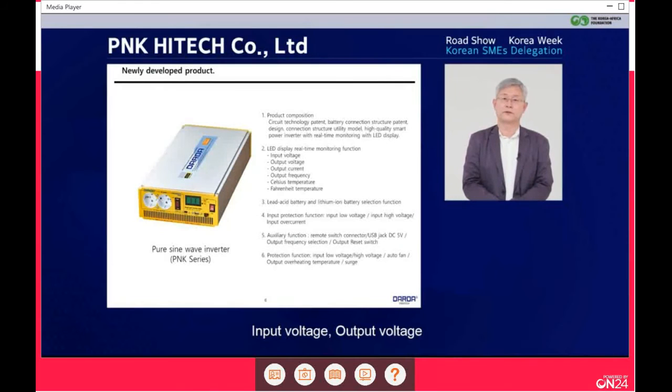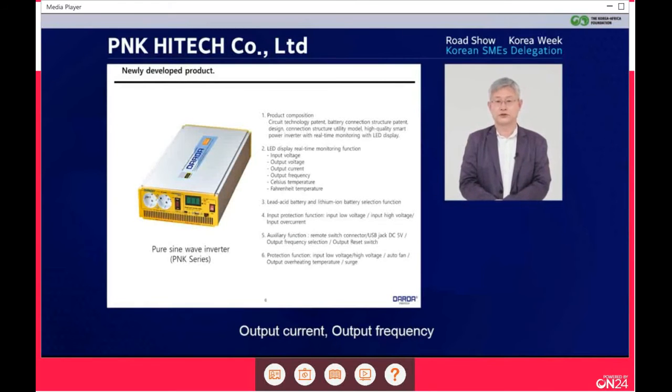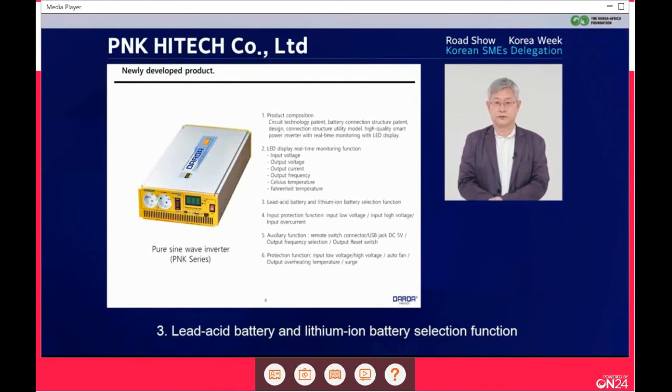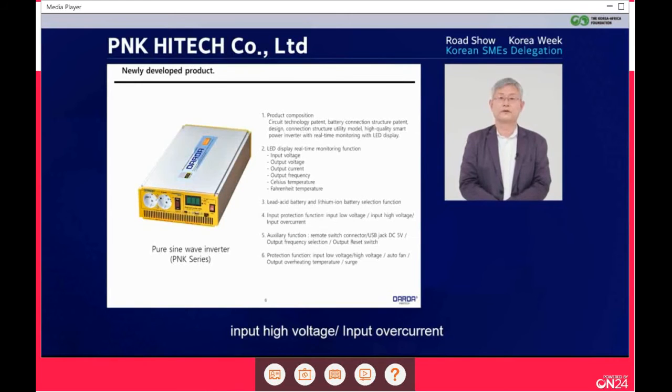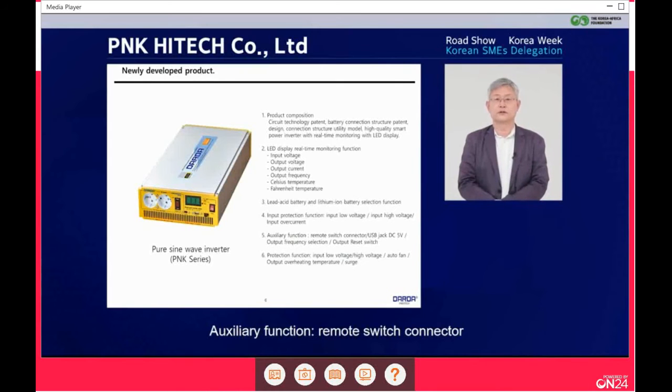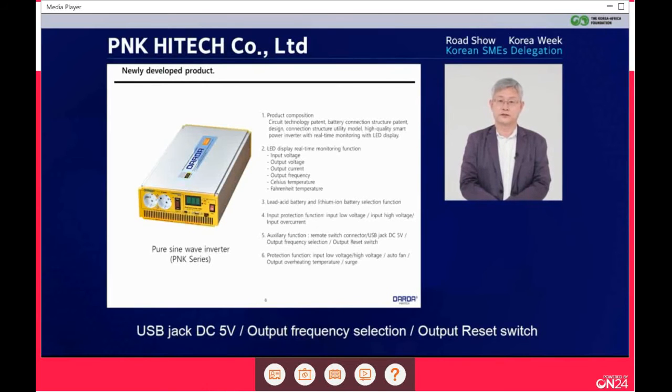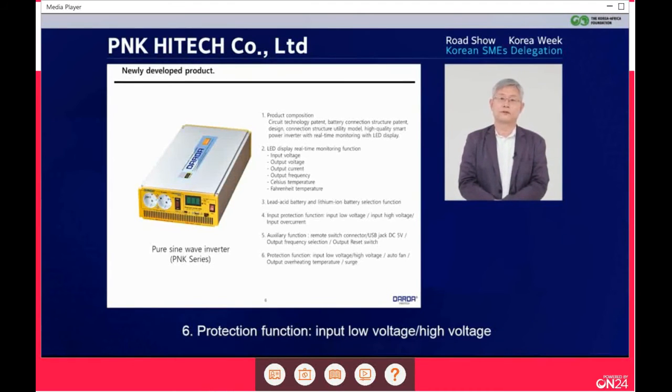Input voltage, output voltage, output current, output frequency, Celsius temperature, Fahrenheit temperature. 3. Lead acid battery and lithium-ion battery selection function. 4. Input protection function, input low voltage, input high voltage, input of current. 5. Auxiliary function, remote switch connect, USB jack DC 5 volt, output frequency selection, output reset switch. 6. Protection function. Input low voltage, high voltage, auto fan, output overheating temperature, surge.